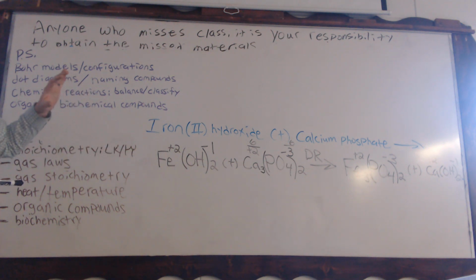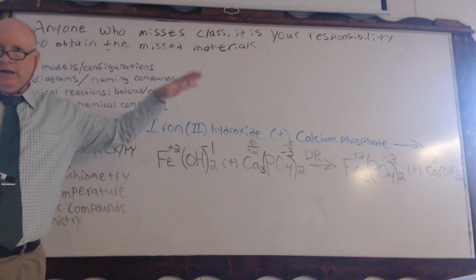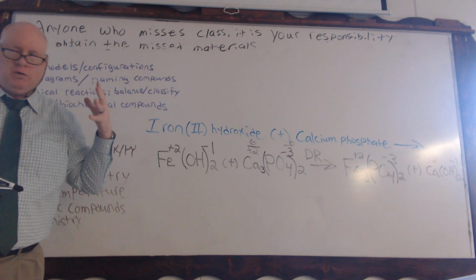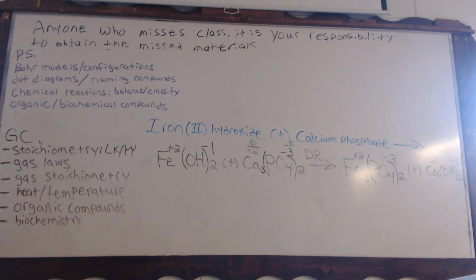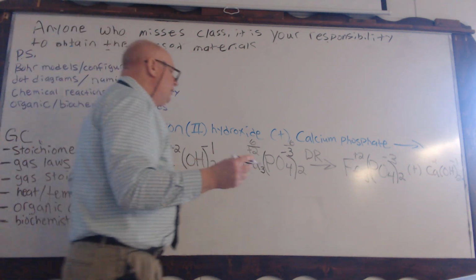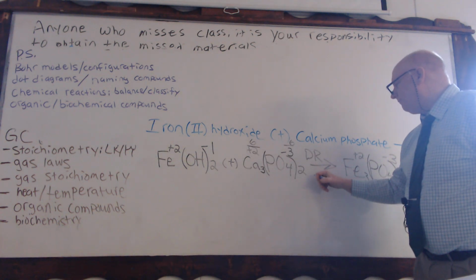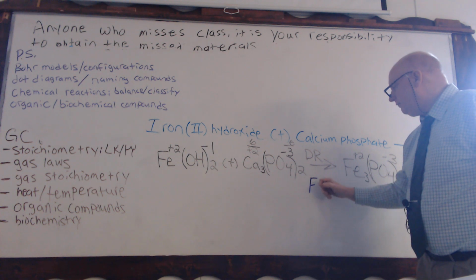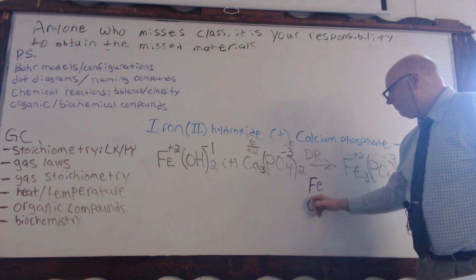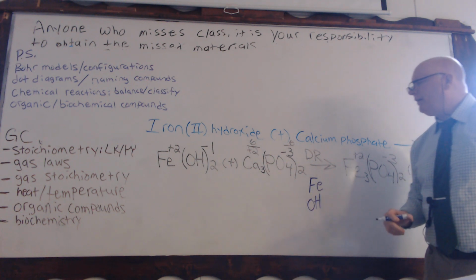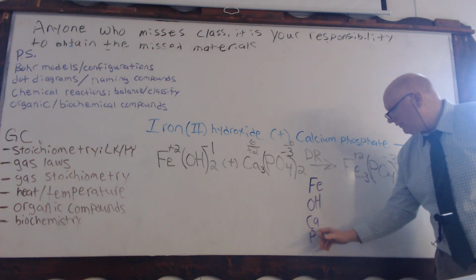Okay? So, do you want the atoms and molecules written down, or do you just want to do the math in your head? Write them down. Okay. You can do that. Okay, so what are some elements and or ions that we see? We have some iron. What else? We have a hydroxide ion. What else? We have some calcium and a phosphate ion.